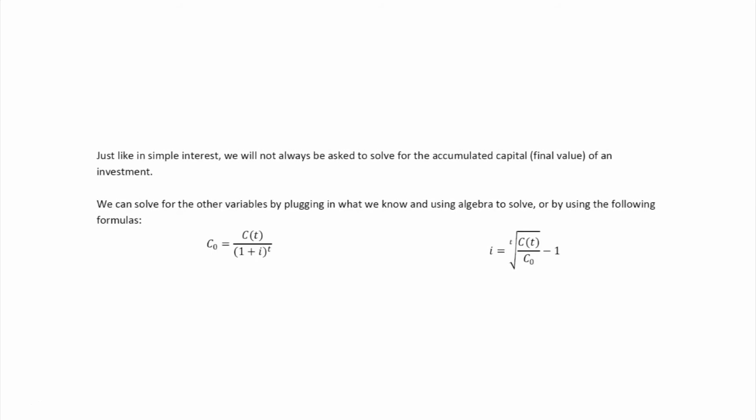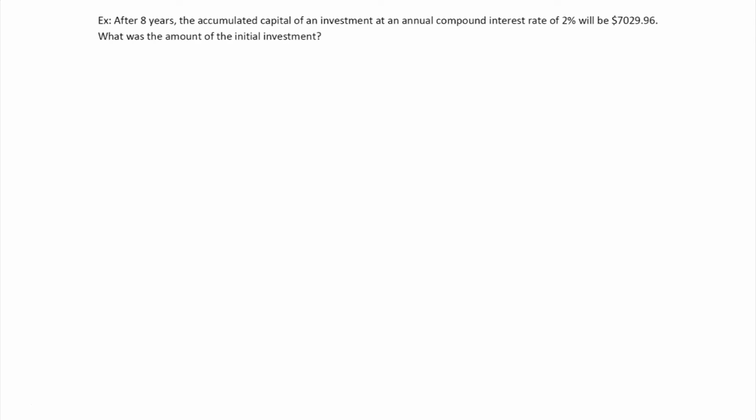Just like in simple interest, we're not always asked to solve for the accumulated capital or the final value of an investment. We can solve for the other variables by plugging in what we know and using algebra to solve, or by using the following formulas where the algebra has already been done to rearrange things. Let's look at an example. After 8 years, the accumulated capital of an investment at an annual compound interest rate of 2% will be $7,029.96. What was the amount of the initial investment? So we're being asked to find C_0.